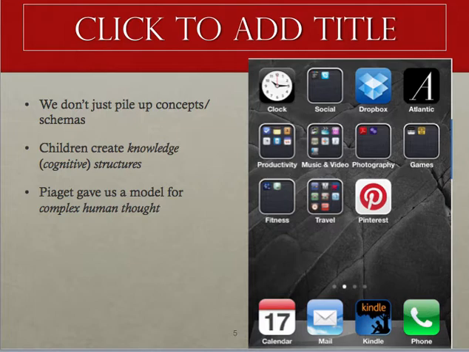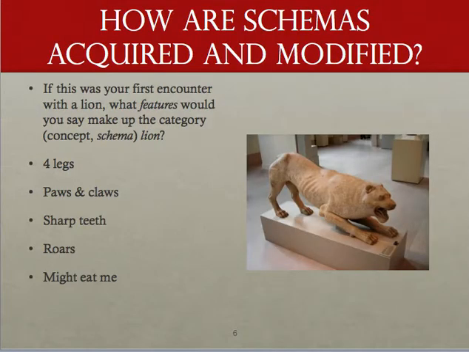Let's take a look at how one category or schema might develop. Let's take a look at the schema for lion. First, it's important to remember from our discussion of categorization and the acquisition of intercultural competence that it's in our interests as humans to construct categories or schemas quickly, according to Piaget. Often we make these categories with very little evidence. On the other hand, it's also in our interest to have accurate categories.